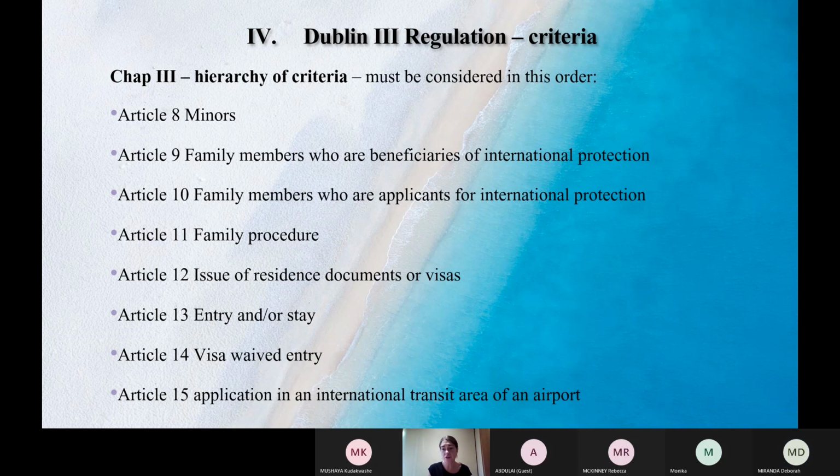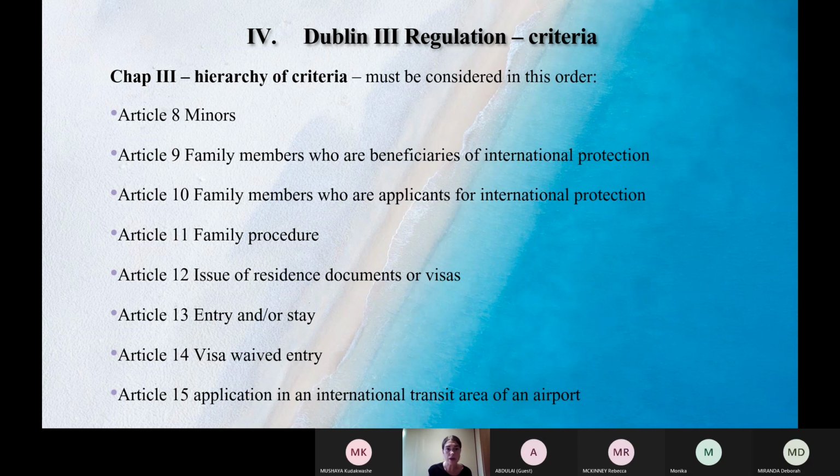These are the normal criteria, so to speak, and there's a hierarchy of criteria. That means the first criteria, Article 8, must be applied first. If that doesn't apply to the facts of a certain case, then Article 9 is looked at. If that doesn't apply, then Article 10 is looked at. So there's a strict chronology, a hierarchy, and they must be applied in that order.